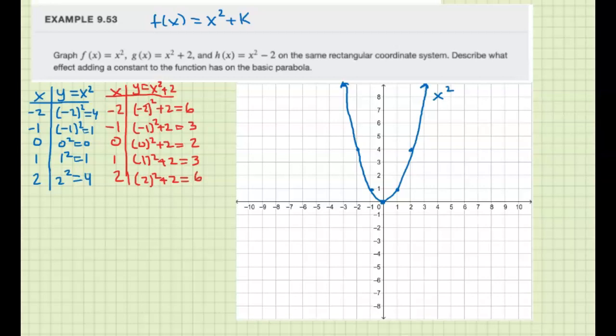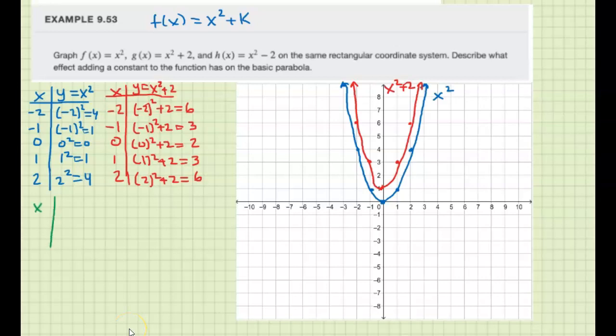So notice that what happened with these values, it's the same as these ones, but we're adding 2 to each of the y values. Okay, so they're shifting up by 2. Okay, so if I go 0, 2, 1 is 3, negative 1 is 3, 2 is 6, and negative 2 is 6. Okay? So it looks the same shape, but all the y values got increased by 2. So it's kind of the graph shifted up 2 units. So x squared plus 2. Right?